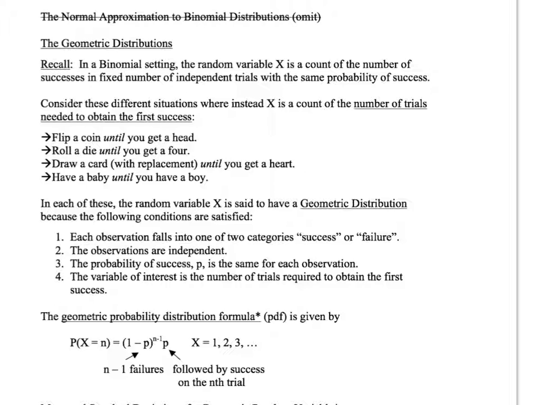Notice though, I'm sorry, I have a little scratch through right here. There is one small topic in the chapter called the normal approximation to the binomial. I'm going to omit that. Okay, so for geometric distributions.